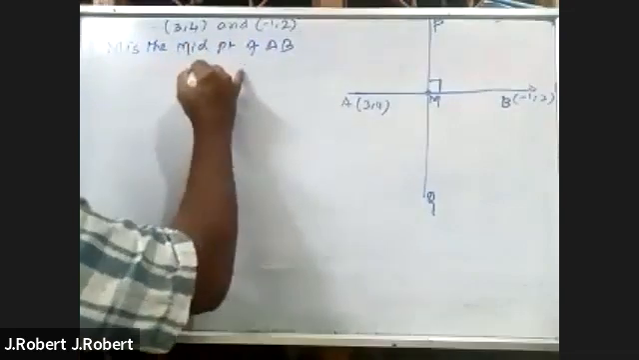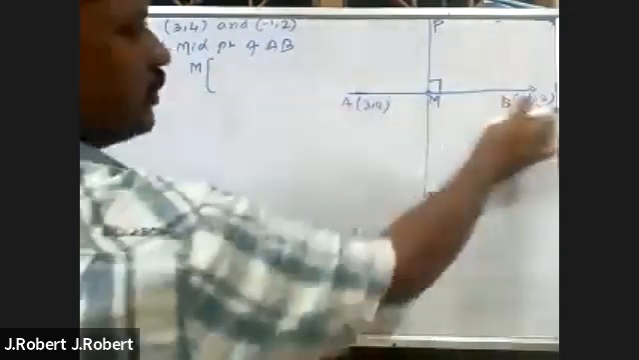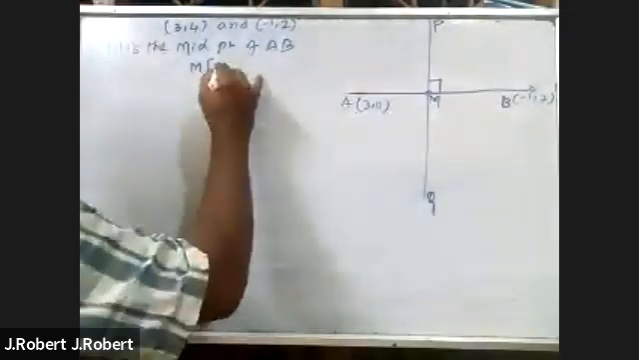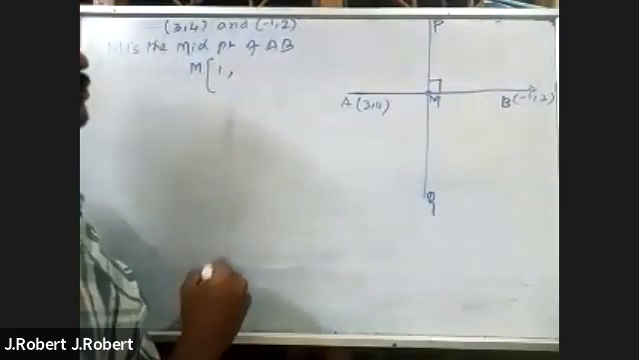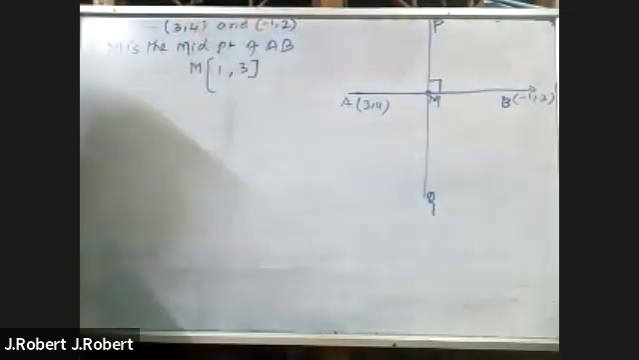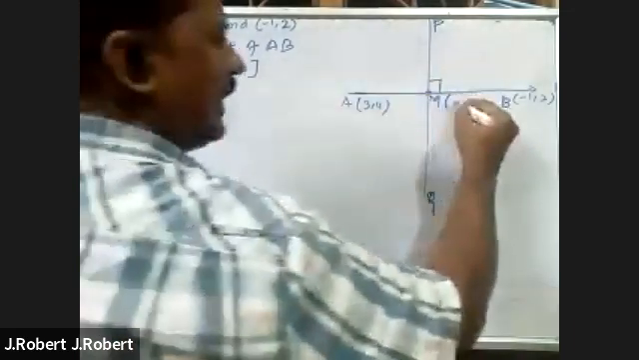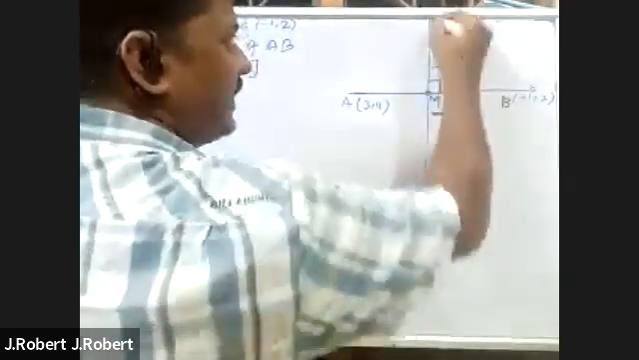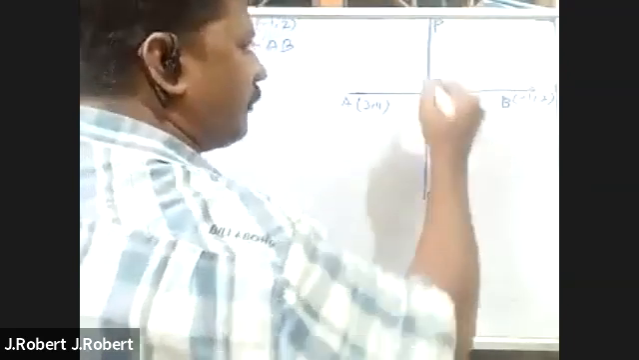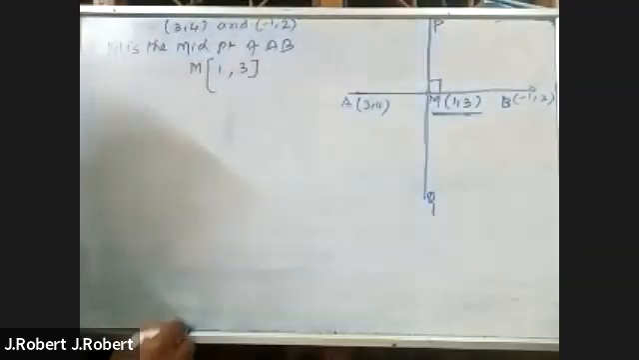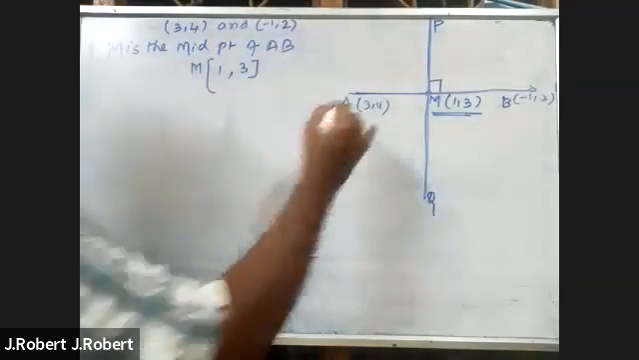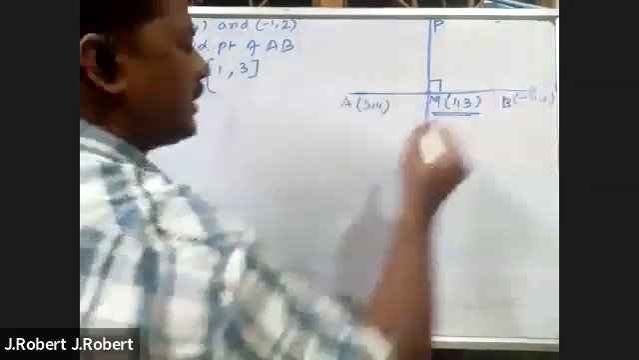So now you can easily find M. (x1 plus x2) by 2: 3 minus 1, 2 by 2, which is equals to 1. (4 plus 2) by 2: 6 by 2, which is equals to 3. Therefore your point M is 1, 3. Having found one point, now you have to find the equation using the slope of PQ. How do we find the slope of PQ? First, we have to find the slope of AB.